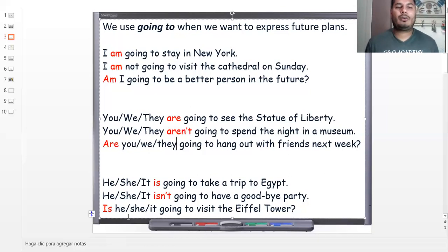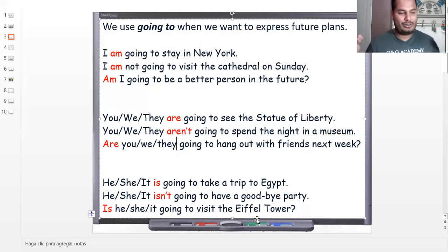Okay, is he or is she or is it going to visit? Is he going to visit the Eiffel Tower? Are you going to visit the Eiffel Tower? That's one of my plans. I hope that you can tell me what your plans are, because this is your assignment. One of your assignments is, after this quarantine, what are you going to do? What are you going to do? Okay? What are you going to do in the time that this quarantine stops?